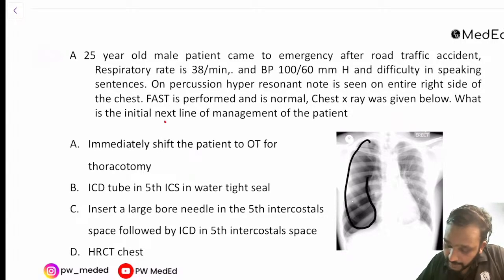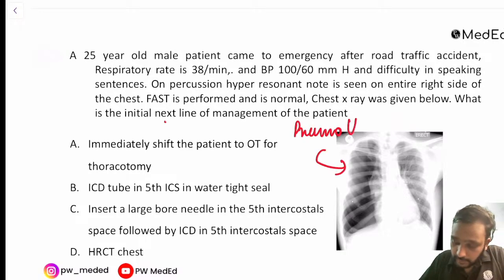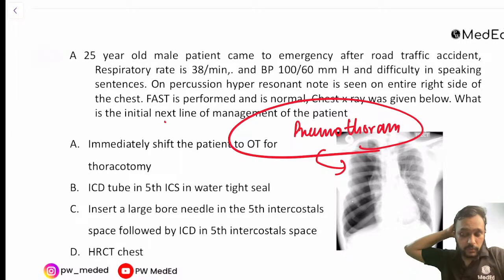We can see that there is an area of lucency in the right lung that is devoid of lung markings. So this is a surgery and radiology question, right? You have to identify that this is a case of pneumothorax.